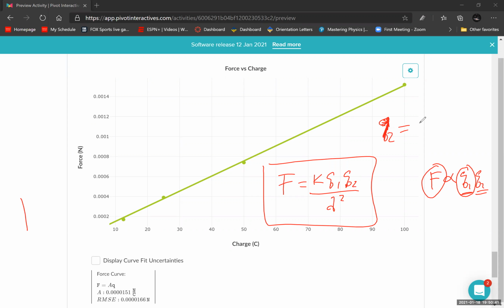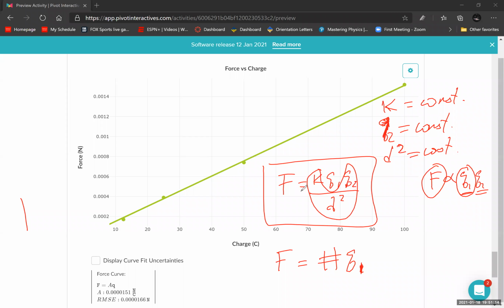So q2 is basically constant, it doesn't change. D squared, the distance, is also constant, it doesn't change. And k is already a constant, an electric constant. That means I can say force is equal to some constant times q1, because all of those other things are constants. So force is proportional to q1. And if I'm plotting force versus q1, I should get a straight line like that. And that's basically experiment two.